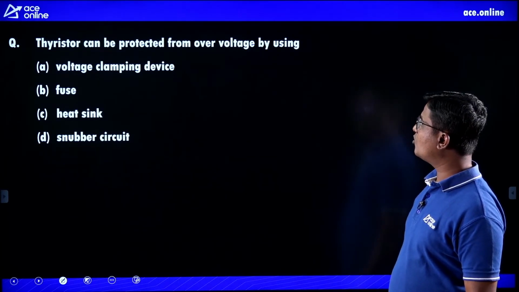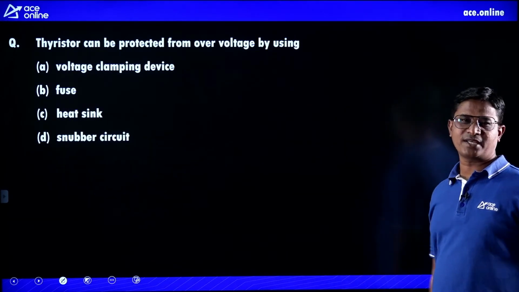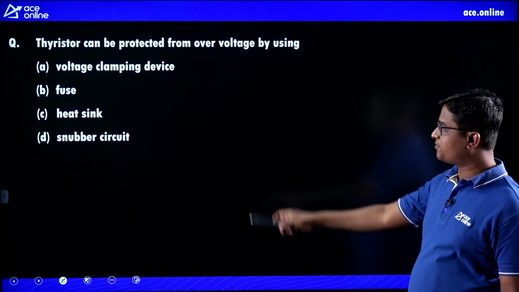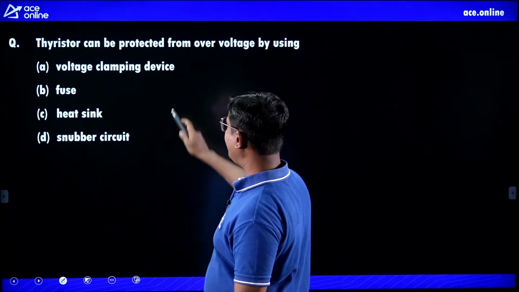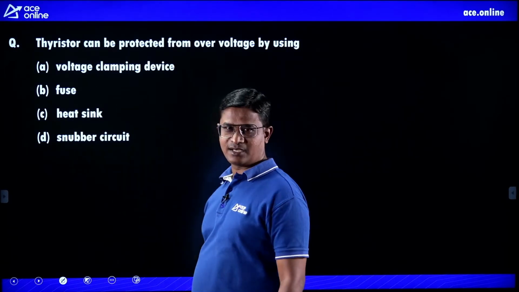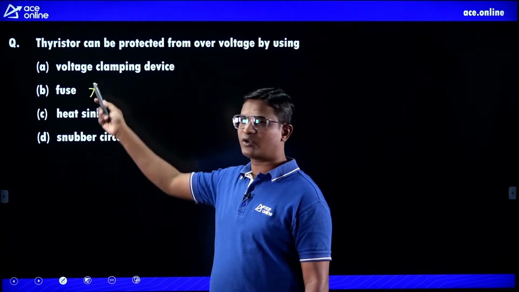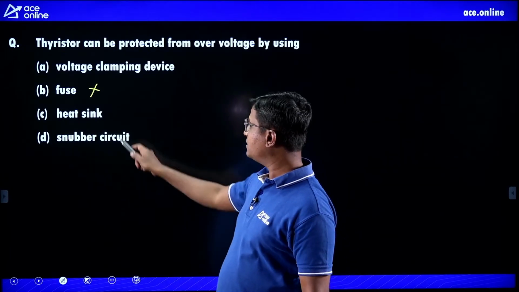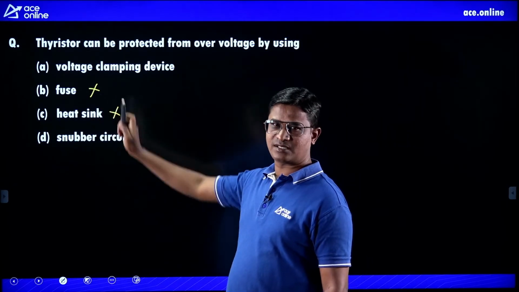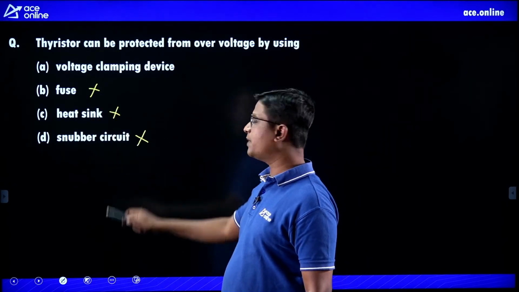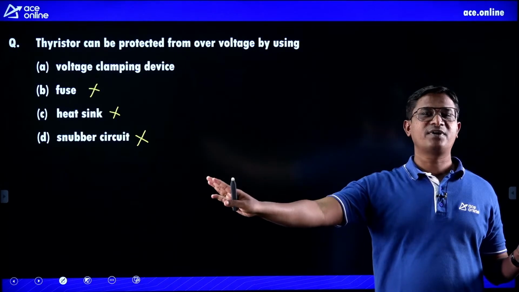Thyristor can be protected from over voltage by using, just now we discussed, a varistor, but varistor is not given in the options. So tell me the suitable answer: voltage clamping device, fuse, heat sink, snubber circuit. For over voltage protection, can we use a fuse? No, fuse is for over current. Heat sink is to limit the temperature, that is protection against temperature. Snubber circuit is for dV by dt protection. dV by dt is a different thing, over voltage is a different thing, be careful.